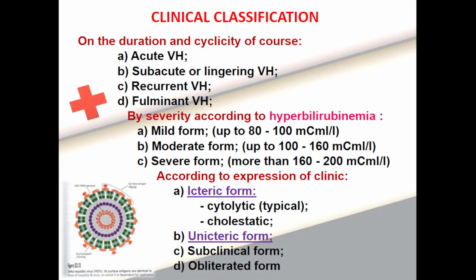According to expression of clinic, icteric form, so it may be icteric, but it may be anicteric. In icteric form, it may be typical cytolytic or cholestatic, yes, with itching skin and raised alkaline phosphatase, or just cytolytic but still icteric, yes? Anicteric form also may be. It's usually mild forms and often goes to chronic form, but again, anicteric form may also be present.